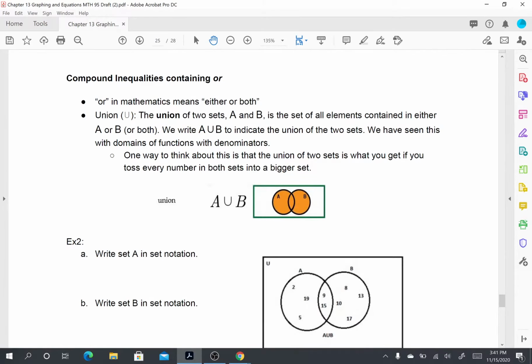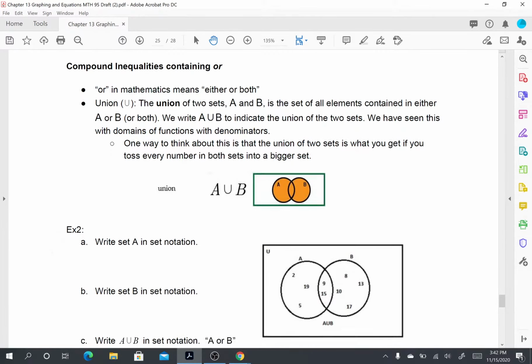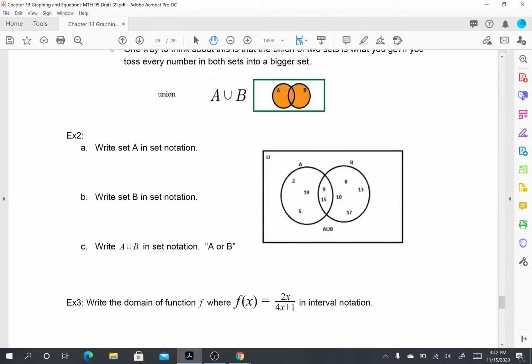The union of set A and set B is the set of all elements contained in either A or B or both A and B. We write A union B to indicate the union of the two sets. We have seen this with domains of functions with denominators. One way to think about this is that the union of two sets is whatever you get if you toss every number into both sets to get a bigger set. That's a visual of A union B.